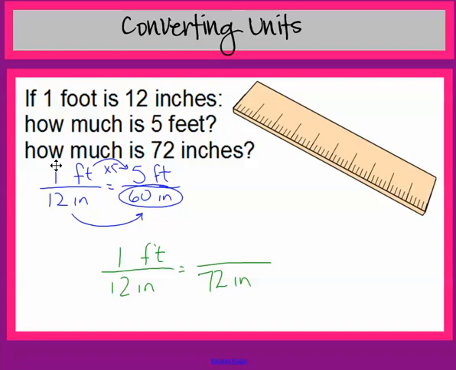So this time we're working from 12 to 72. And I know that if I multiply 12 times 6, I get 72. So 1 times 6 on the feet would tell me that we are looking at 6 feet.